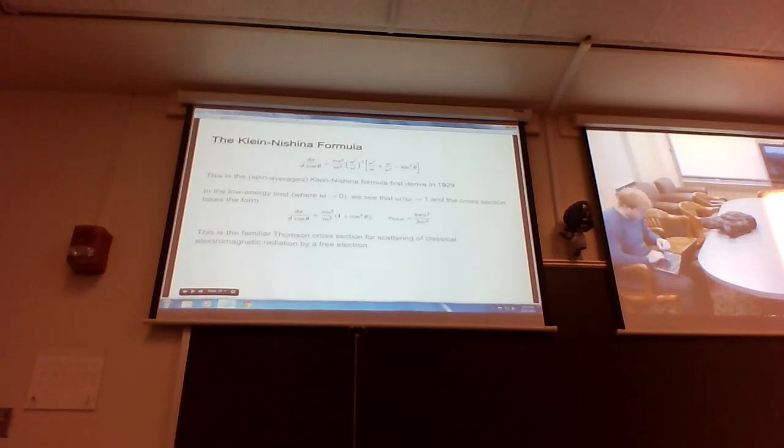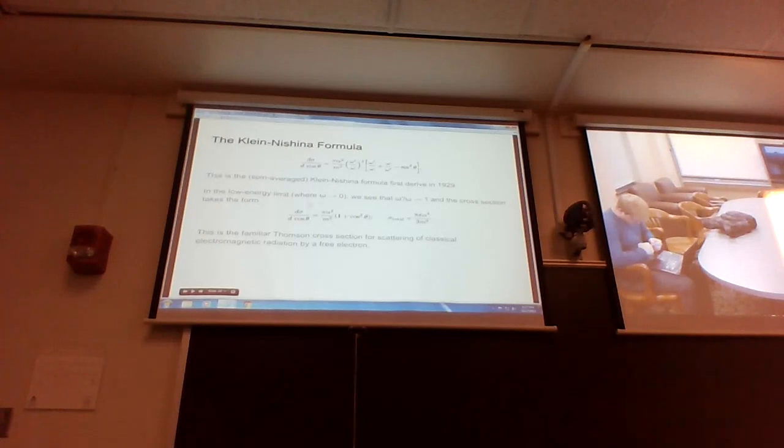Okay. And actually, back when they were calculating it, you can work in the low mass or the low energy limit, right? So you can basically take omega to 0, and what you see is that omega prime over omega goes to 1, and the cross section takes this form. And so you can reduce it down to this, and then I can integrate over cosine theta if I want to get this.